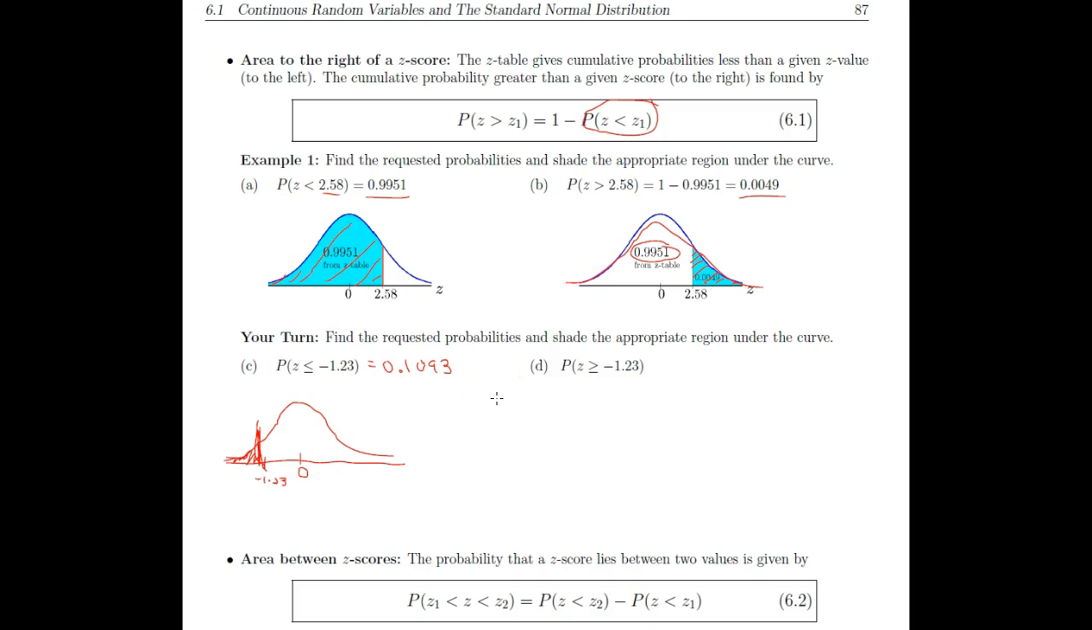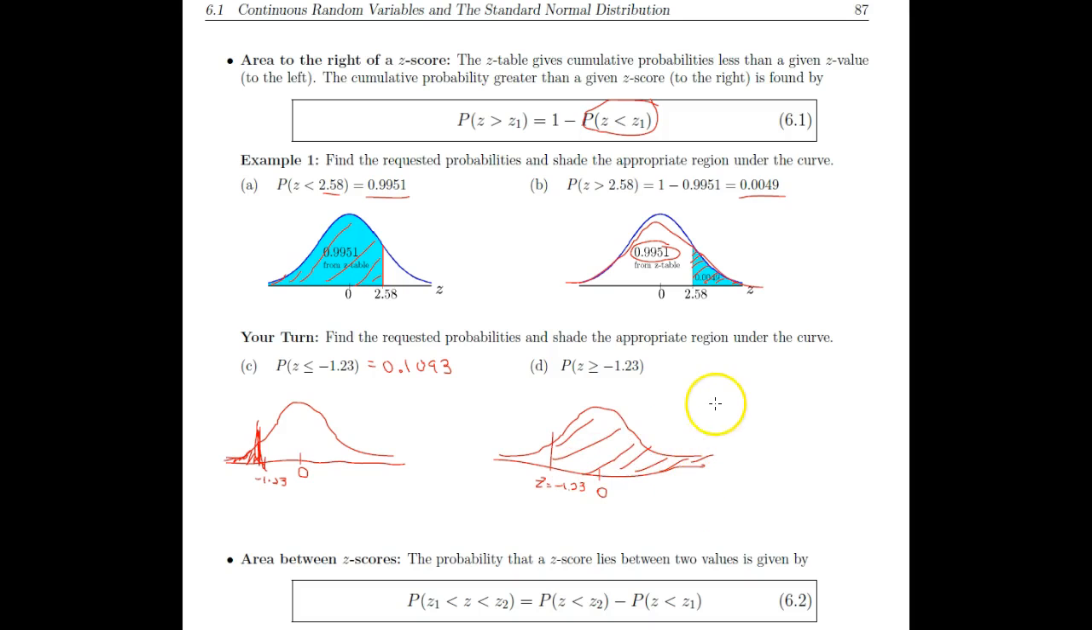Cool. Awesome. All right, let's try example D. Find the probability that z is greater than negative 1.23. All right, well, I could draw another picture. Not the most straight y-axis, but whatever, we'll deal with it. And we got z equals negative 1.23 here. And we're trying to find the probability that z is greater than that region now.